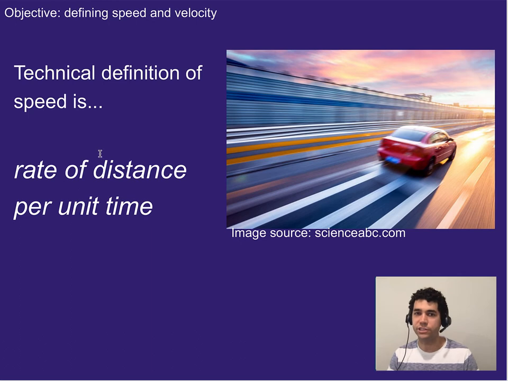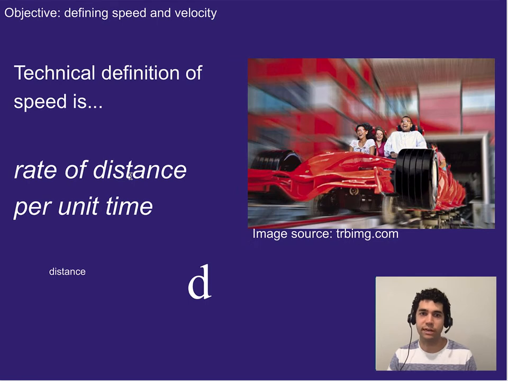So speed. The technical definition of speed is the rate of distance per unit time. Now, that sounds very formal, but it actually tells you how to calculate it just in the definition. So literally, a rate is any time you have a fraction bar, so a blank per blank.